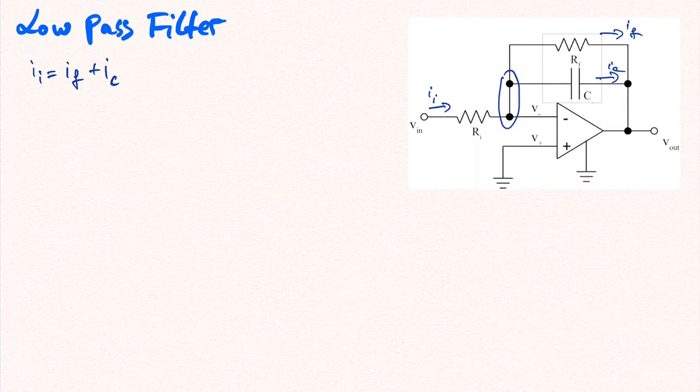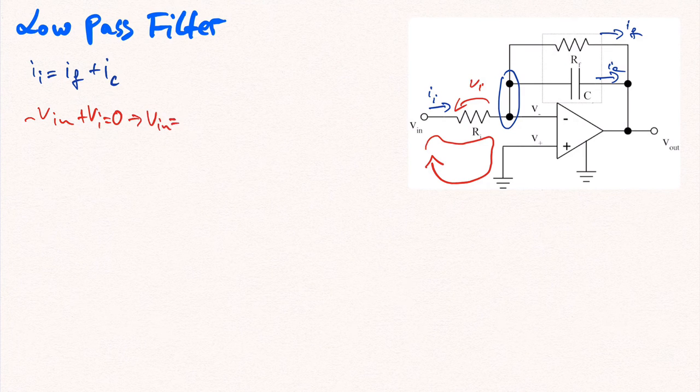Further, we'll denote the voltage across resistor Ri as Vi and apply Kirchhoff's voltage law around the small loop here. This gives that minus Vin plus Vi is equal to 0. Hence, Vin is equal to Vi, which by Ohm's law is equal to Ii Ri, so that we get an expression for Ii. Ii is equal to Vin divided by Ri.